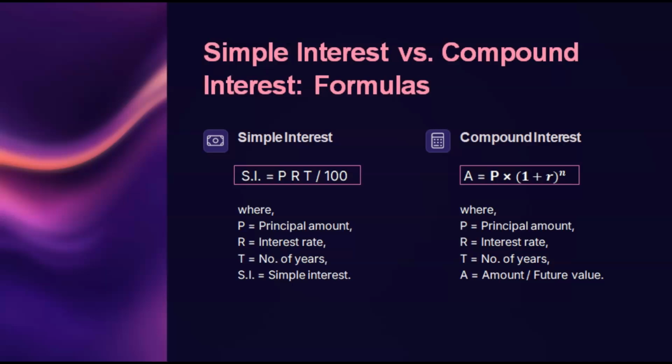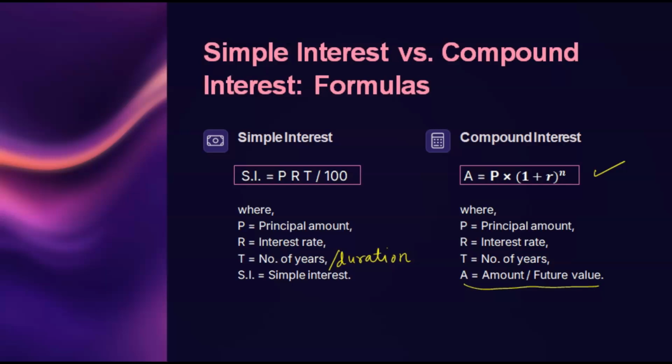So for simple interest we can use this formula: SI equals PRT divided by 100. P is principal amount, R is interest rate, T is time, number of years or duration, and SI is of course simple interest. And for compound interest we can find it with this formula: A equals P multiplied by (1 plus R) to the power n. This formula is similar to when we were finding out present value or future value of a single cash flow. Same formula was used there. So for compound interest we'll use this with P, R and n. Same things are there: principal, interest rate and time. Only A is amount or future value.